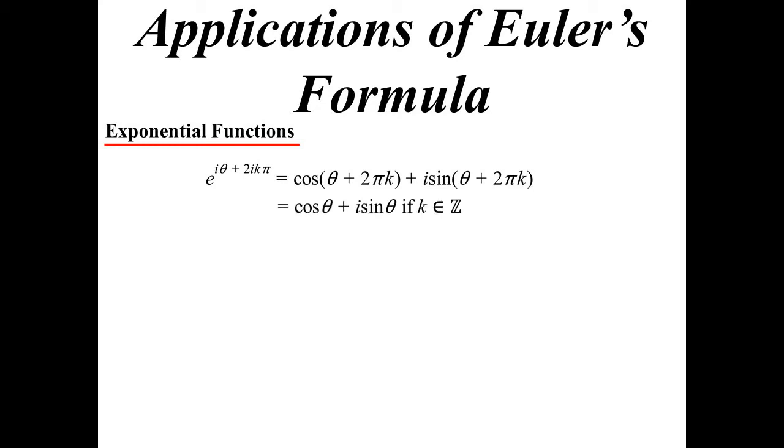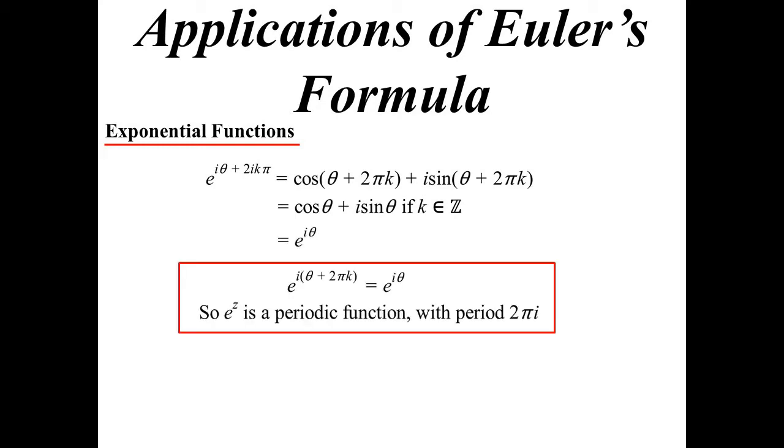Now we know that will be the same as cos θ + i sin θ, because we've gone around the circle, a complete revolution, as long as k is an integer, because we have to have whole number multiples of 2π. And so that is equal to e to the iθ. So what we're basically saying is e to the i(θ + 2πk) is the same as just e to the iθ. So what's that telling us? That's telling us that e to the power of some complex number z is a periodic function, and that period would be 2πi. It repeats every 2πi.